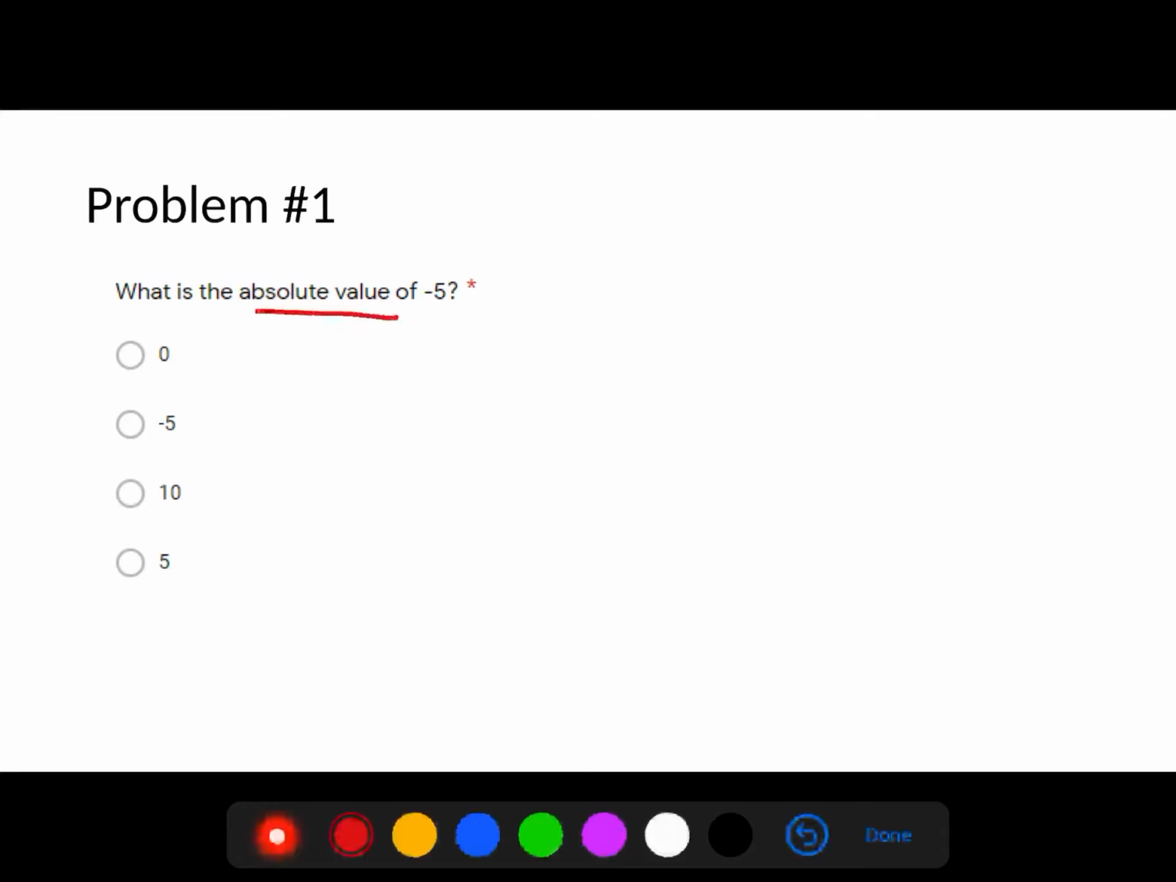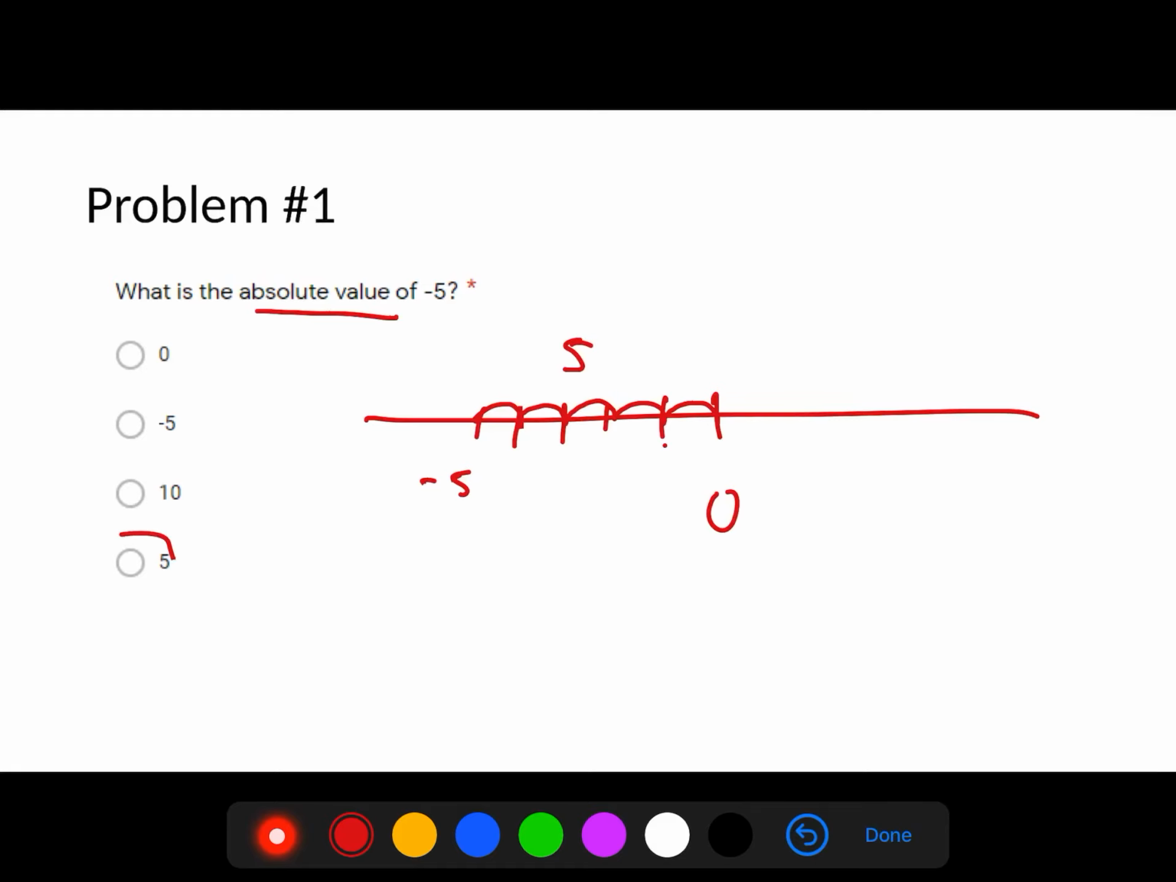So the distance that negative 5 is from 0, if this is 0, negative 5 is 1, 2, 3, 4. Negative 5 is here. So negative 5 is 1, 2, 3, 4, 5 spaces away from 0. So then this is the correct answer.